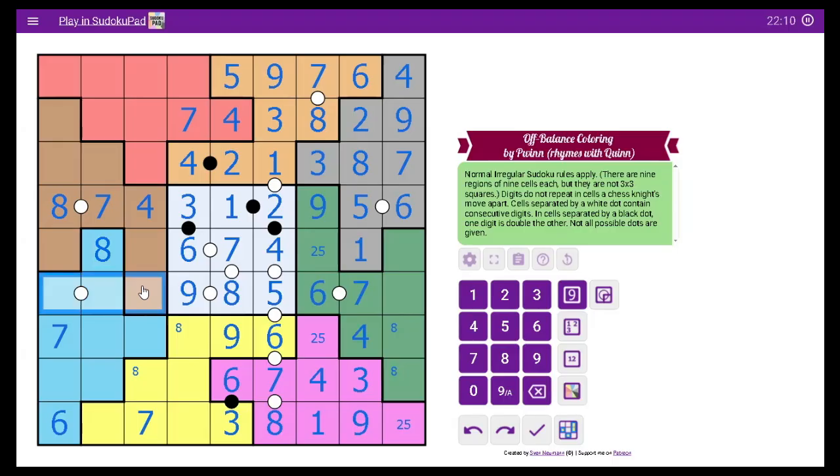Okay, these cells, 5, 6, 7, 8, 9, let's see. We need to put a 4 in this row. It can never go there, and it can't go in any of those. So it is there. Now this is a 3. This is now a 1 and a 2 pair.